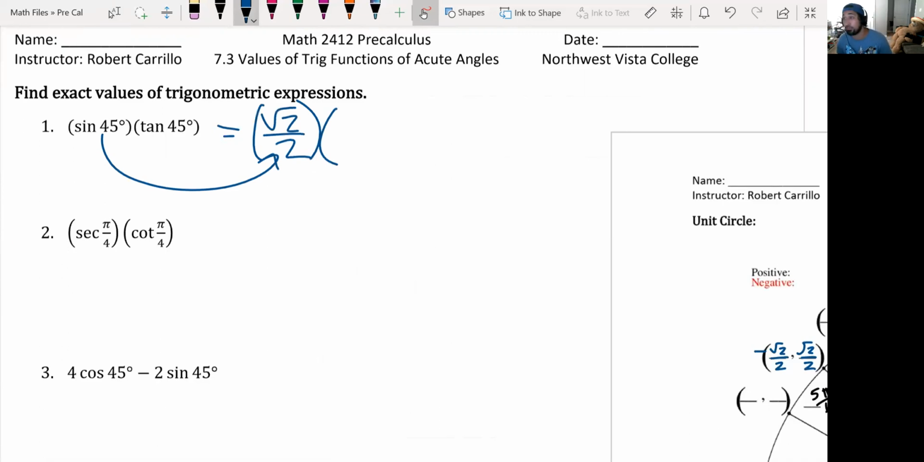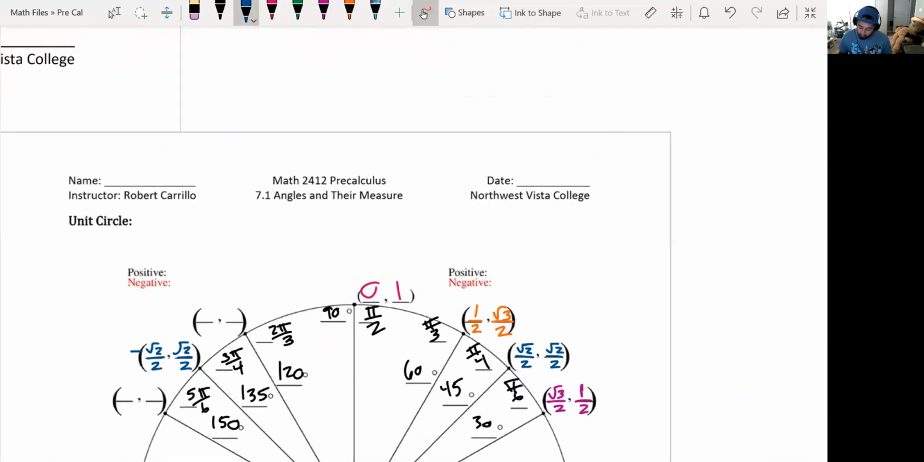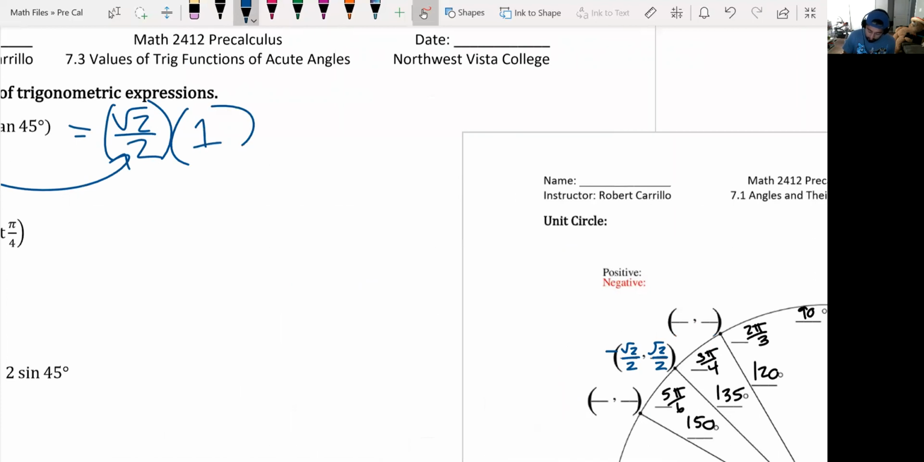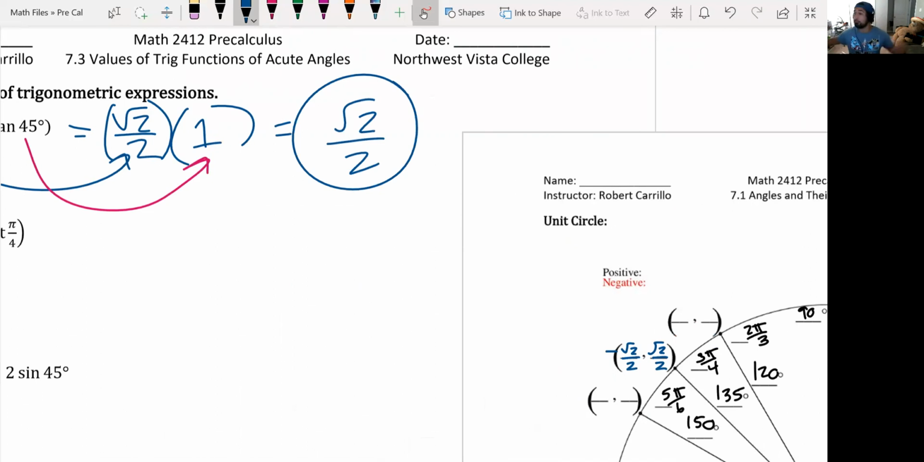Times the tangent of 45 degrees. We look at it at 45 degrees, tangent puts y over x, meaning square root of 2 over 2 over itself is 1. So the tangent of 45 degrees is 1. And square root of 2 over 2 times 1 is just square root of 2 over 2. That's it. We call in the unit circle to give us values.